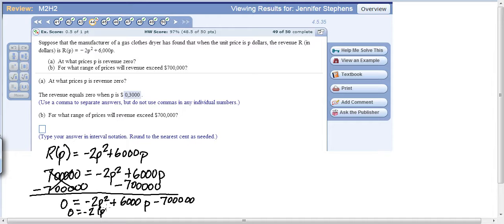factor out a -2 and you get p squared minus 3000p plus 350,000. Right. Now you can do the quadratic formula clearly on the -2, the 6,000, and the -700,000. But if you factor out the -2, you just get your numbers a little bit smaller, and then you divide both sides by -2. But that cancels, and 0 over -2 is still 0, so you can simplify your numbers down a little bit, and you get p squared minus 3000p plus 350,000.